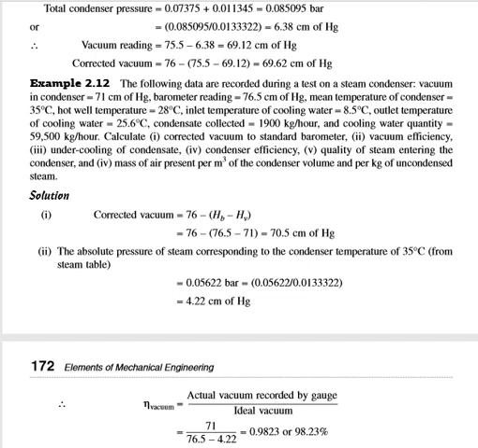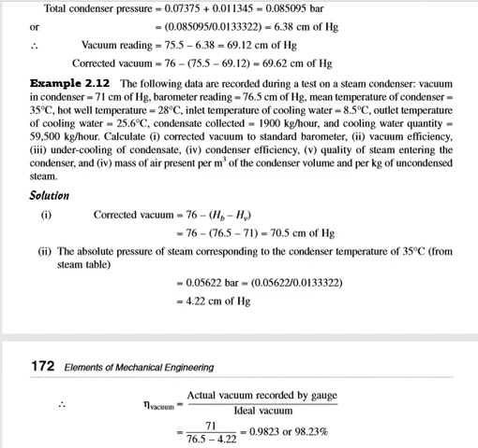That is the mass of air you have to find out. First of all, you have to find out the corrected vacuum. Corrected vacuum means 76 minus HB minus HB. You will get 75.5 centimeter of Hg. Then you have to define the absolute pressure of steam corresponding to the condenser temperature.